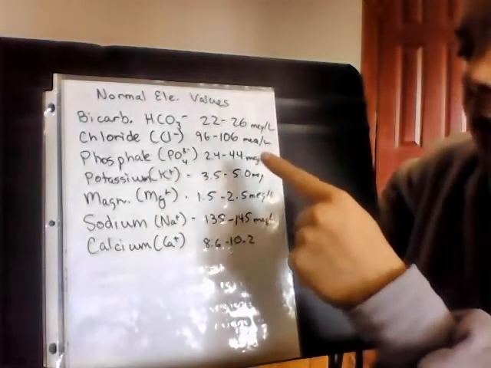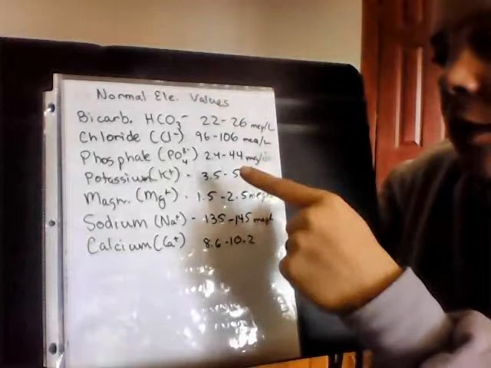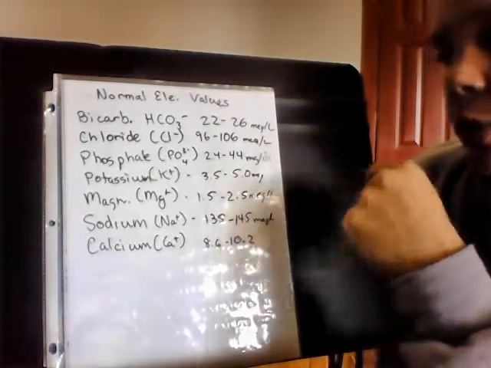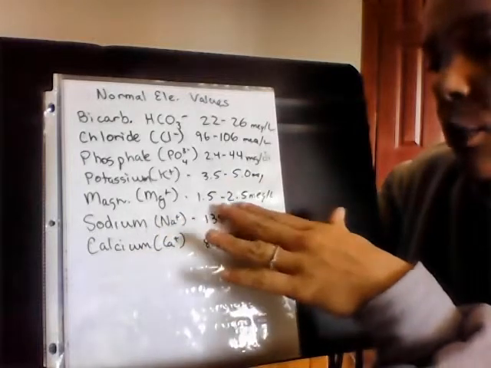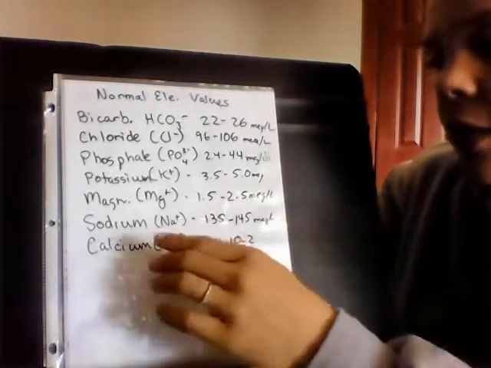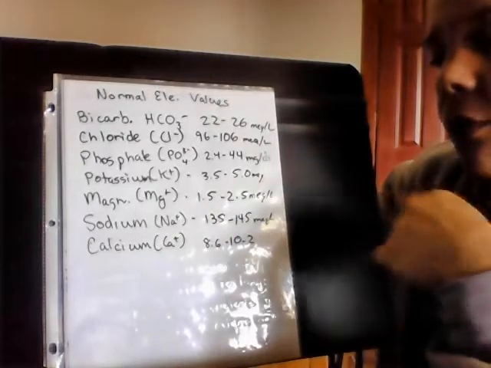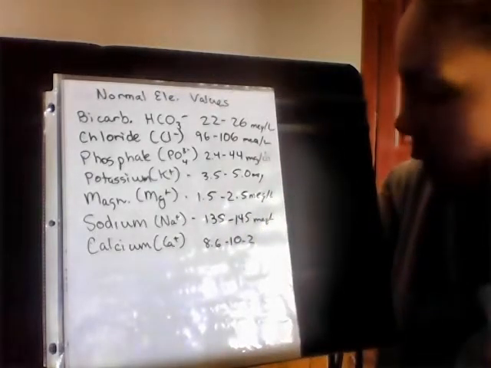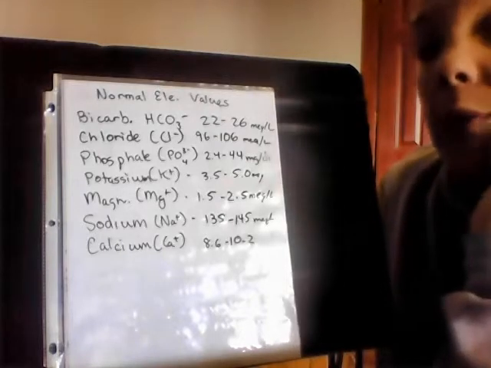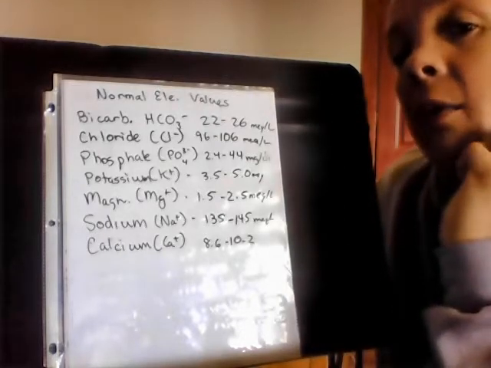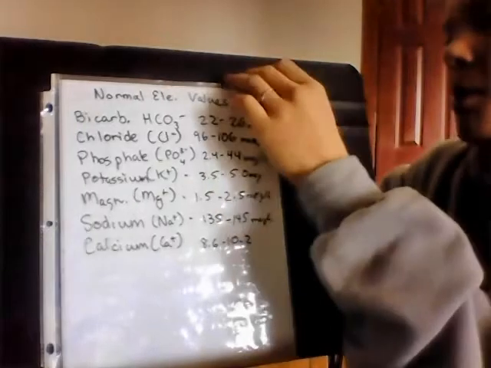You have chloride, 96 to 106; phosphate, 2.4 to 4.4; potassium, 3.5 to 5; magnesium, 1.5 to 2.5; sodium, 135 to 145; and calcium, 8.6 to 10.2. That is a whole bunch to remember. I don't know about you, but I can only remember the bicarb right now. So how else can we remember this?